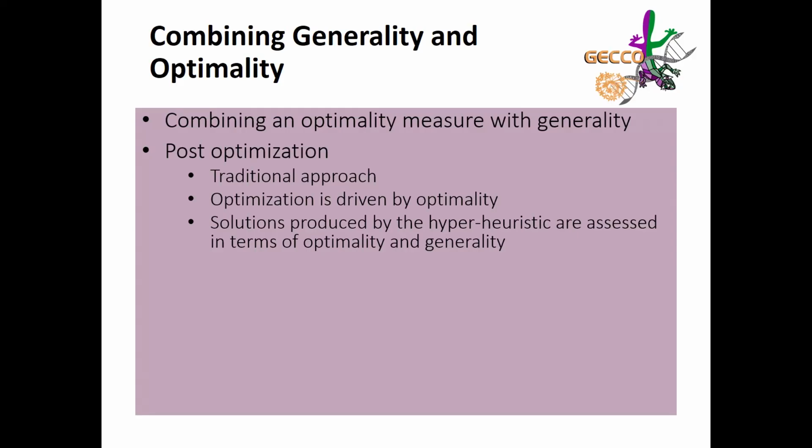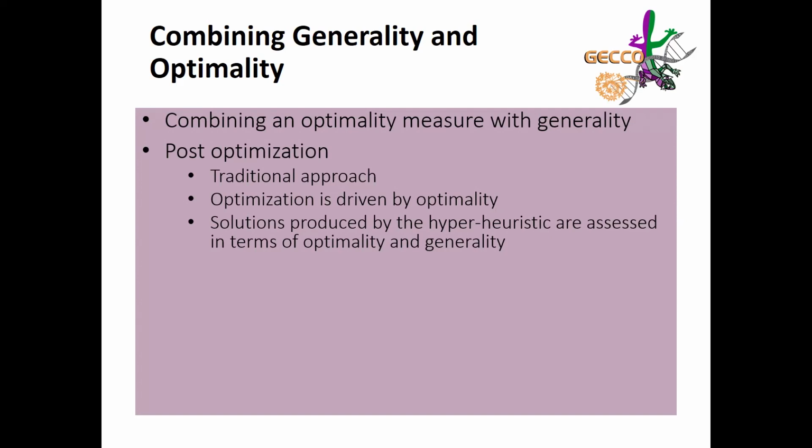Because when we're optimizing, we're still optimizing only for optimality, but after the hyperheuristic has been applied and produced a solution, we then evaluate for both optimality and generality. So this is traditionally what's been done. We basically drive whatever search we're doing in the heuristic space using optimality, by mapping over to the solution space. The solutions produced by the hyperheuristic are then assessed on both optimality and generality.